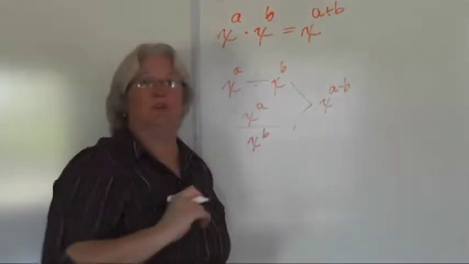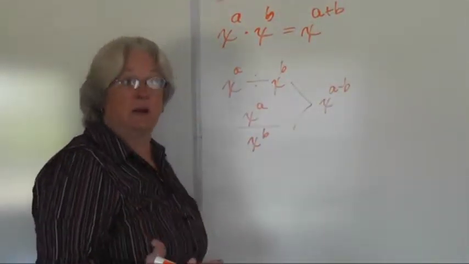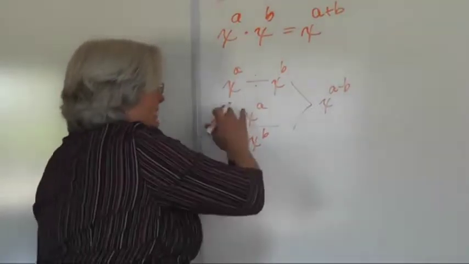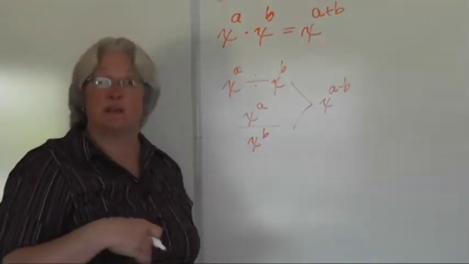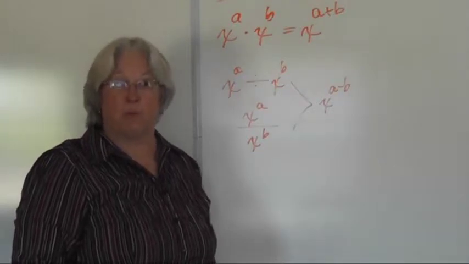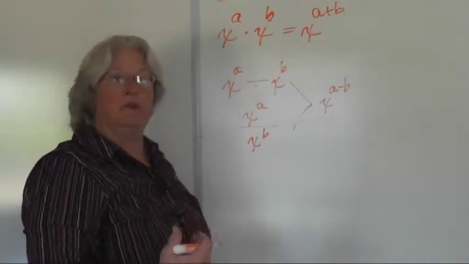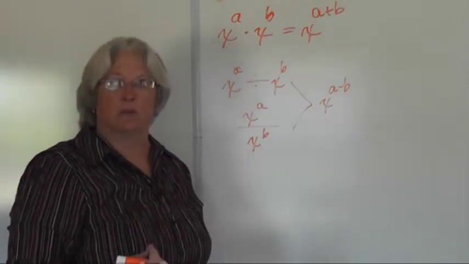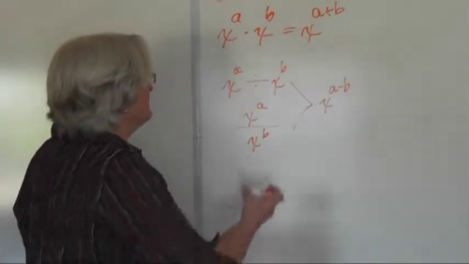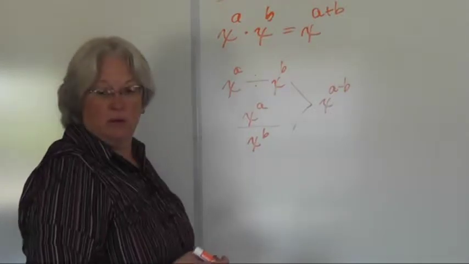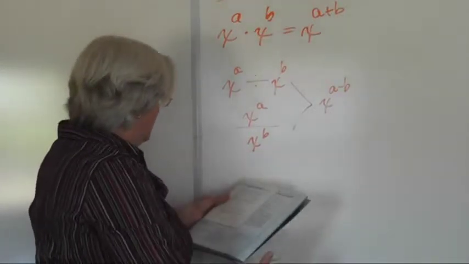And is that going to give you a negative exponent sometimes? Yes, of course it is. If you have x to the 4th divided by x to the 7th, it's going to be x to the 4 minus 7, which will give you a negative exponent, which would be x to the minus 3. And you're going to see how we deal with those.